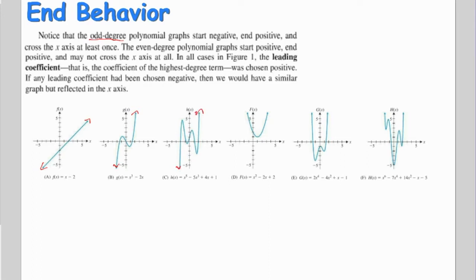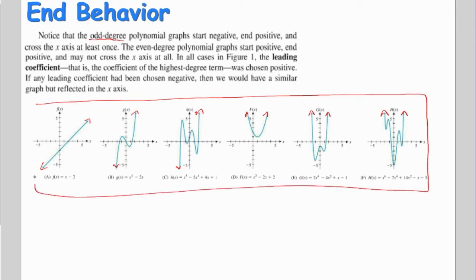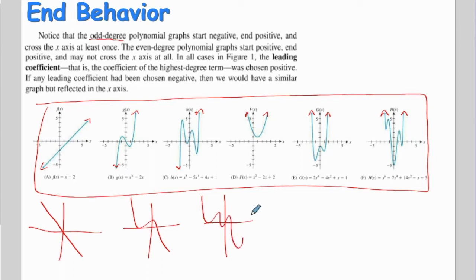So the end behavior is always on the opposite sides, where even degree graphs always have ends that go to the same sides, both go up or both go down. Now, all of these examples are positive lead coefficients. If we were to change the lead coefficient to be negative, then it would flip the graphs around. And the same thing for the even degree graphs. If it had a lead coefficient that was negative, then the graphs would be pointing down instead of up.